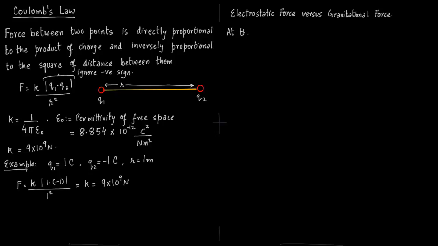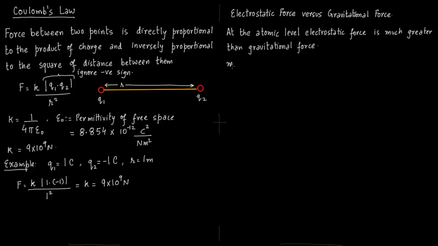Now we want to compare this electrostatic force which we just talked about with the gravitational force. At the atomic level, electrostatic force is much stronger than the gravitational force. We will see this with an example. Say we are given the mass of a proton as 1.67 into 10 to the power minus 27 kgs, which we measure experimentally. And the mass of an electron is given to us as 9.11 into 10 to the power minus 31 kgs. Again, the mass of the electron is determined experimentally. So we know the masses of the proton and the electron.